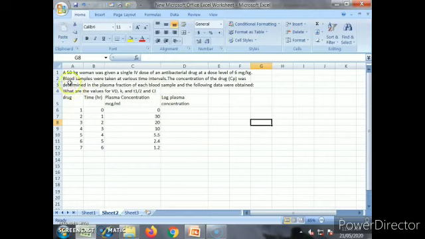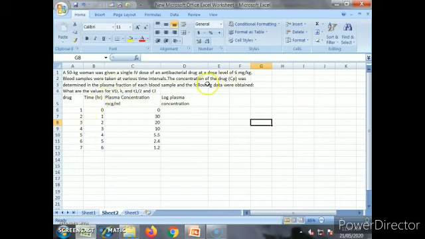Here the example is: a 50 kg woman was given a single IV dose of an antibacterial drug at a dose level of 6 milligram per kg. So this is the dose which is given to that woman, and blood samples were taken at various time intervals. The concentration of the drug was determined in the plasma fraction of each blood sample, and the following data was obtained.